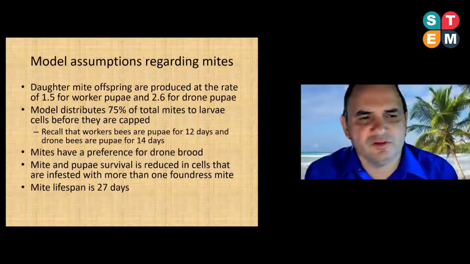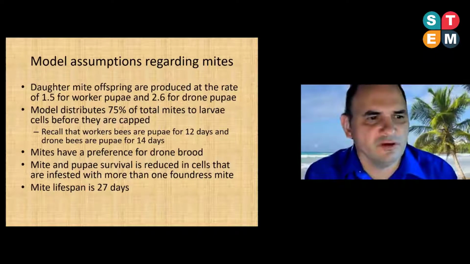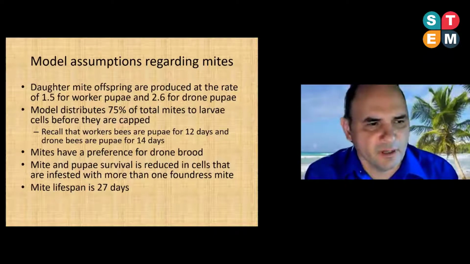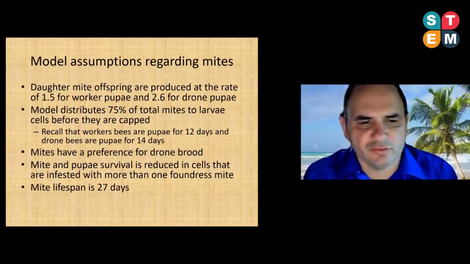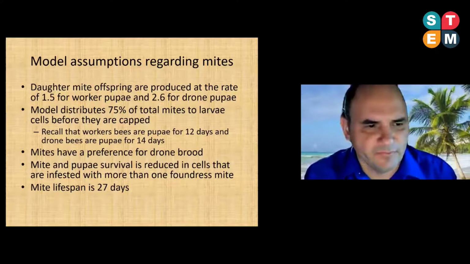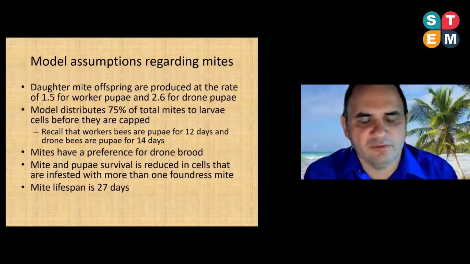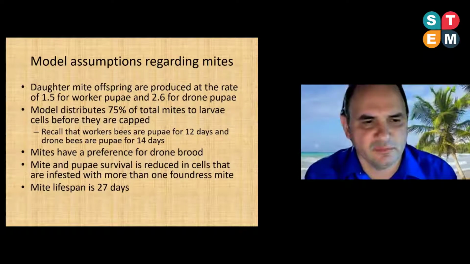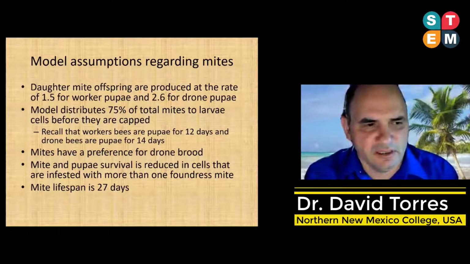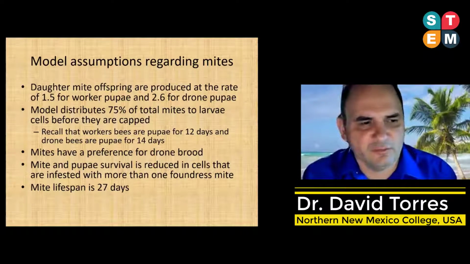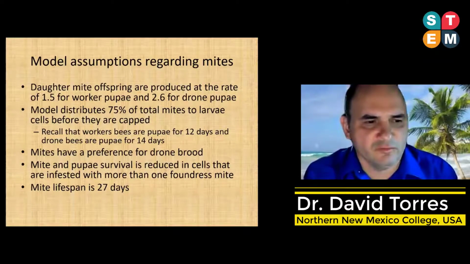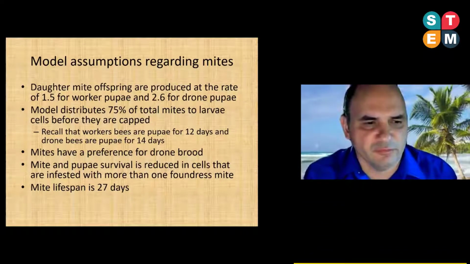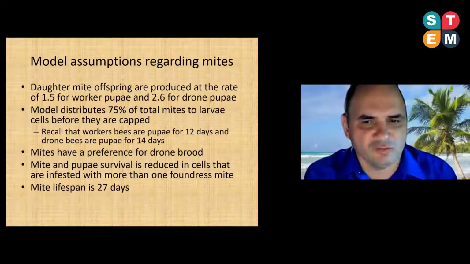The model distributes 75% of total mites to larvae cells before they're capped. Mites do have a preference for the drone brood or the drone pupae. And the mite and pupae survival is reduced in cells that are infested with more than one foundress mite. So sometimes more than one mite enters one of these honeycomb cells before it's capped, and that causes a decrease in survival, not only for the mites, but also for the bees themselves. Both those survival rates are decreased. And we assume the mite lifespan is 27 days.